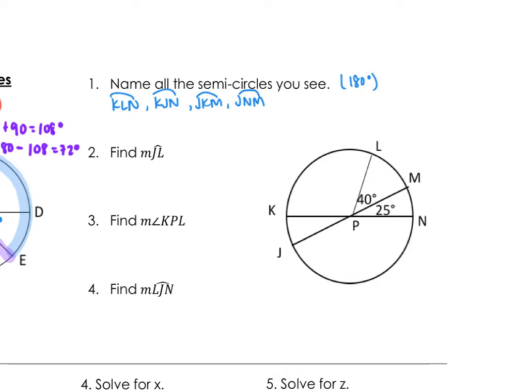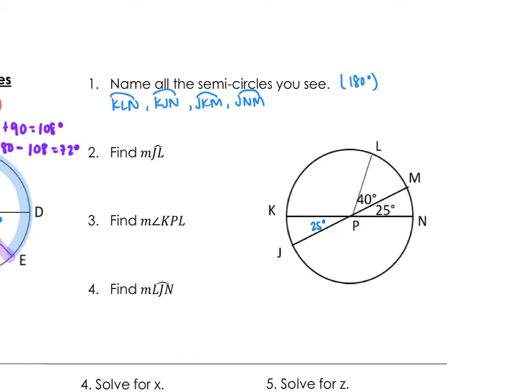So the next thing I'm going to look for before I answer questions 2 through 4 is vertical angles. So I have two lines that cross here. This one's 25 degrees. That means directly across is also going to be 25 degrees because they're vertical. And now let's solve for the missing parts.